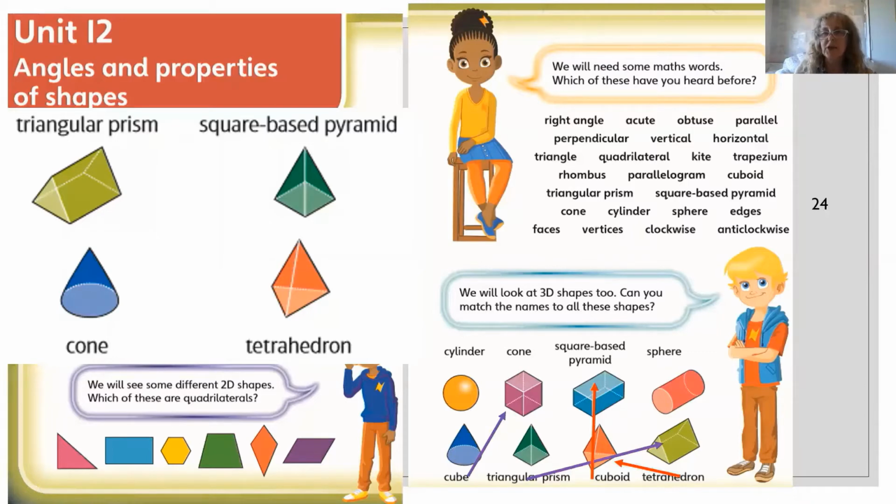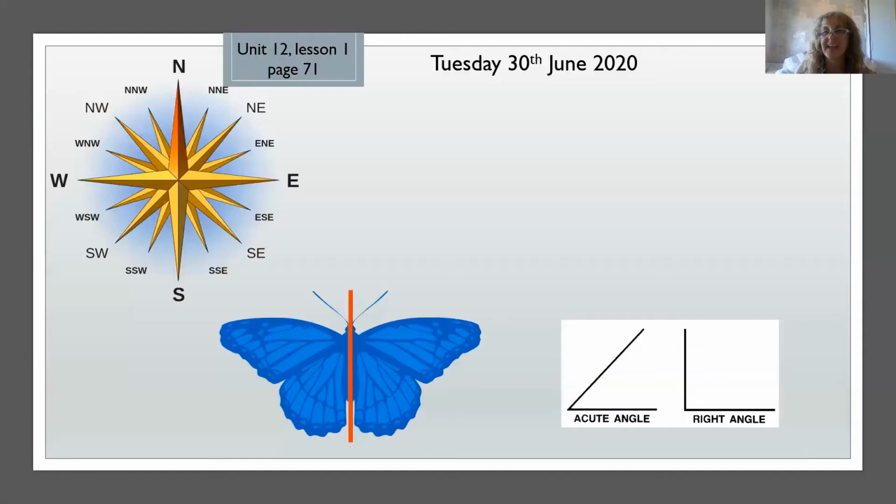Right angle, acute, obtuse, parallel, perpendicular, vertical, horizontal, triangle, quadrilateral, kite, trapezium, rhombus, parallelogram, cuboid, triangular prism, square-based pyramid, cone, cylinder, sphere, edges, faces, vertices, clockwise and anti-clockwise. How many did you know? Let's have a look what we're doing today then.